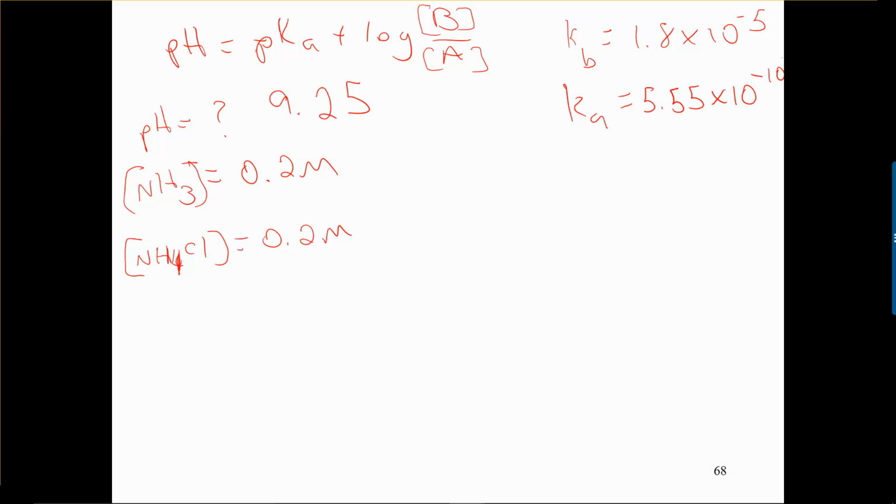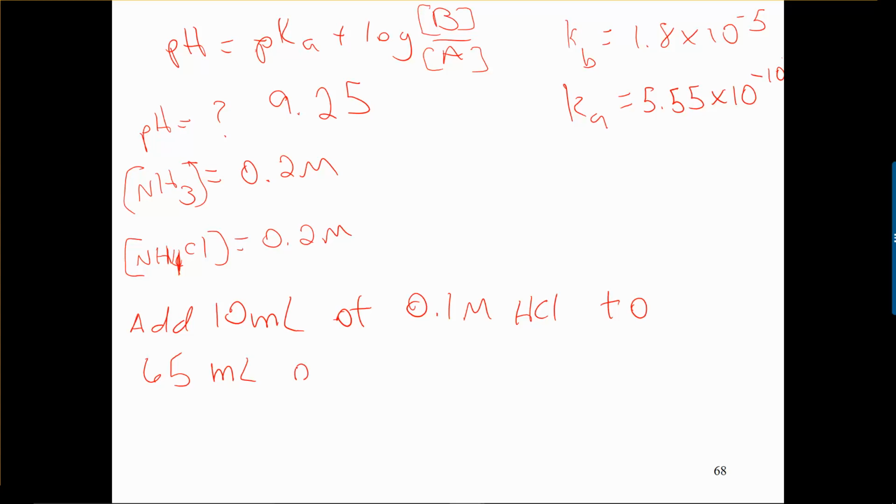Part B, what is the pH of the buffer after the addition of 10 milliliters of 0.1 molar HCl? So I'm going to add 10 milliliters of 0.1 molar HCl to 65 milliliters of the buffer. I want to know what the pH is now.